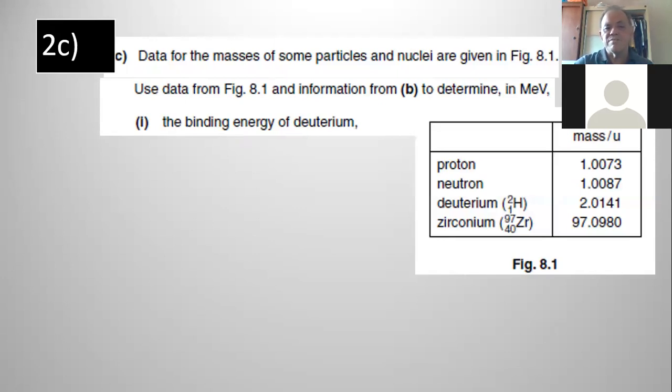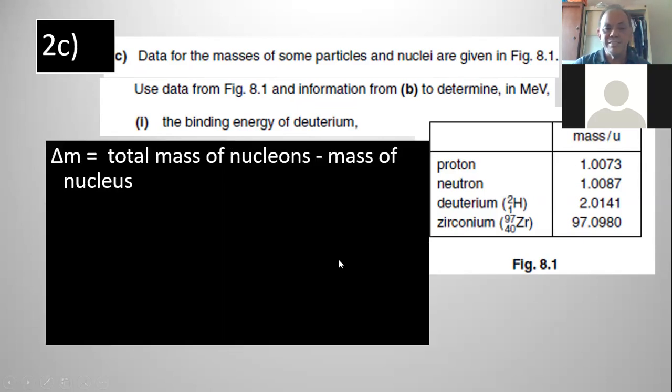Data for the masses of some particles in the nucleus are given in 8.1. Use the data from 8.1 and the information from B to determine, in mega electron volt, the binding energy of deuterium. Okay, given the mass of proton, mass of neutron, and then the mass of nucleus in atomic mass unit.